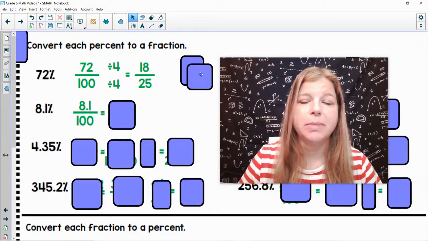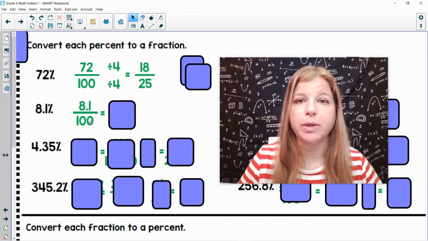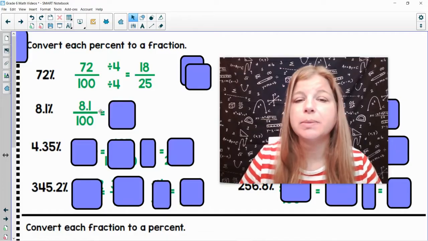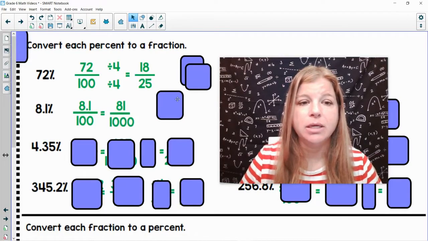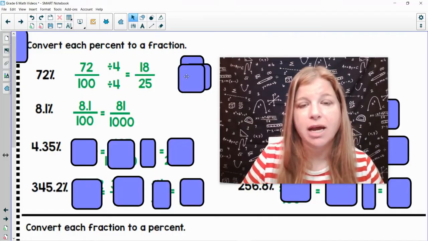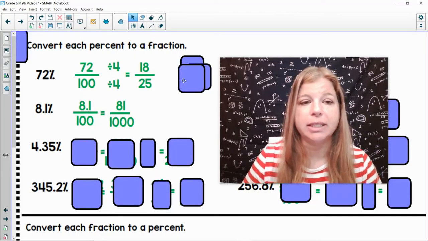8.1% becomes 8.1 over 100. We don't want the decimal to be there, so we're going to multiply them both by 10, which gives us 81 over 1,000, and those do not have any common factors, and that would be my final answer.